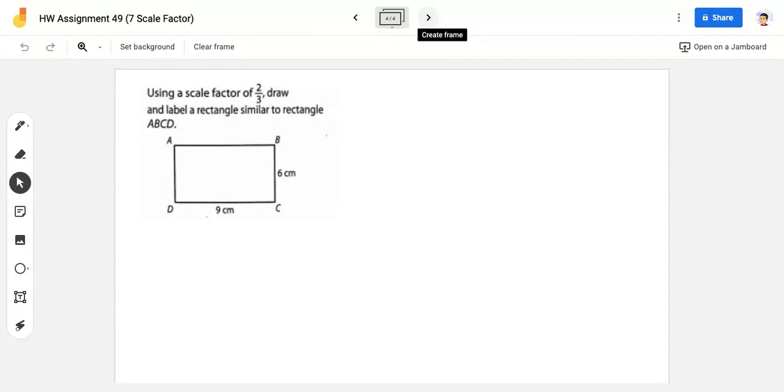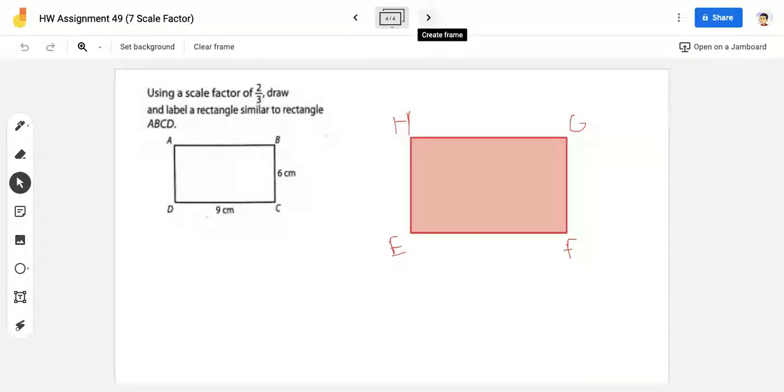I will bring out a new rectangle. Maybe I'll call it EFGH, and we're going to say that it's similar. All right, so here's how we're going to use the scale factor. I know that this side is 6 centimeters. If these are similar, then it has to be proportional to the corresponding side, that GF side over here.